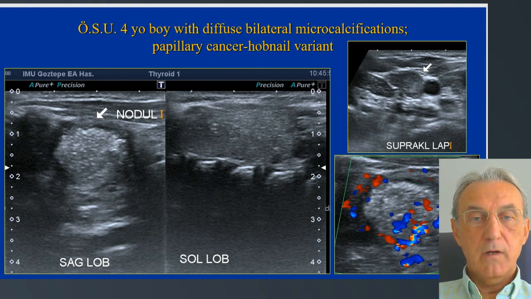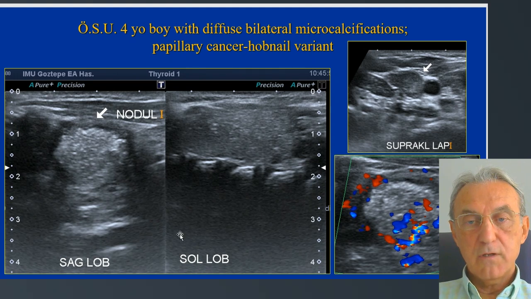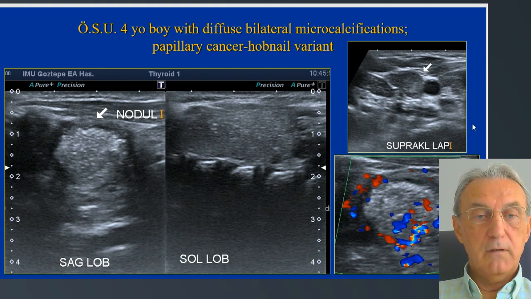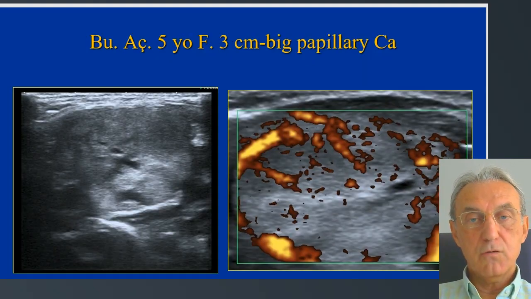So it turned out to be hobnail variant of the papillary cancer. You see the heavily calcified nodule with multiple microcalcifications, and there is supraclavicular lymphadenopathy in this patient also.